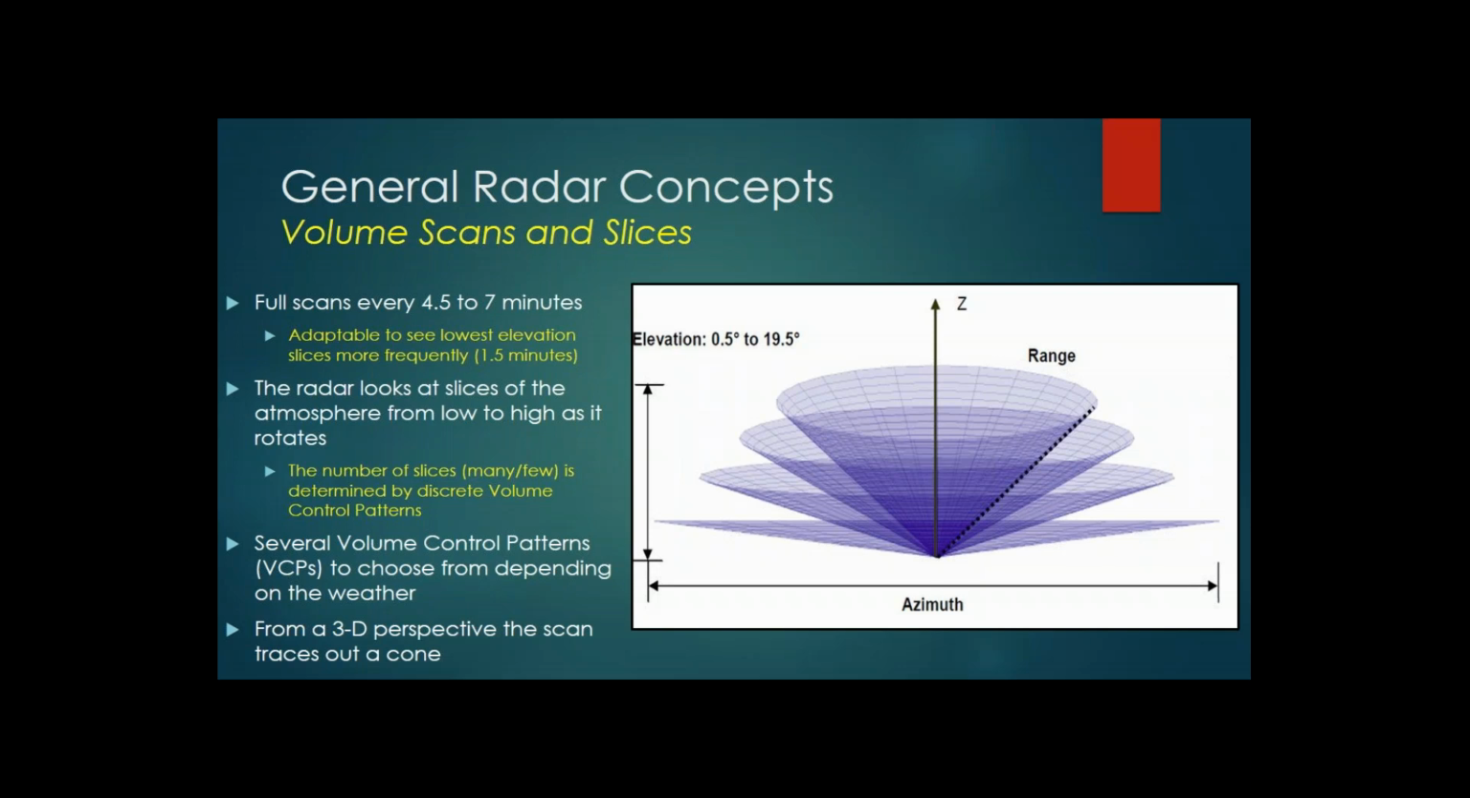Again, those scans are 4.5 to 7 minutes. And these scans here, I'll just highlight that really quick, there can be just a few, or we can do quite a few based off of how many slices we want to see. If it's really severe weather, you may want to see a lot more slices down here in the lower levels. But all in all, it still traces out a cone.